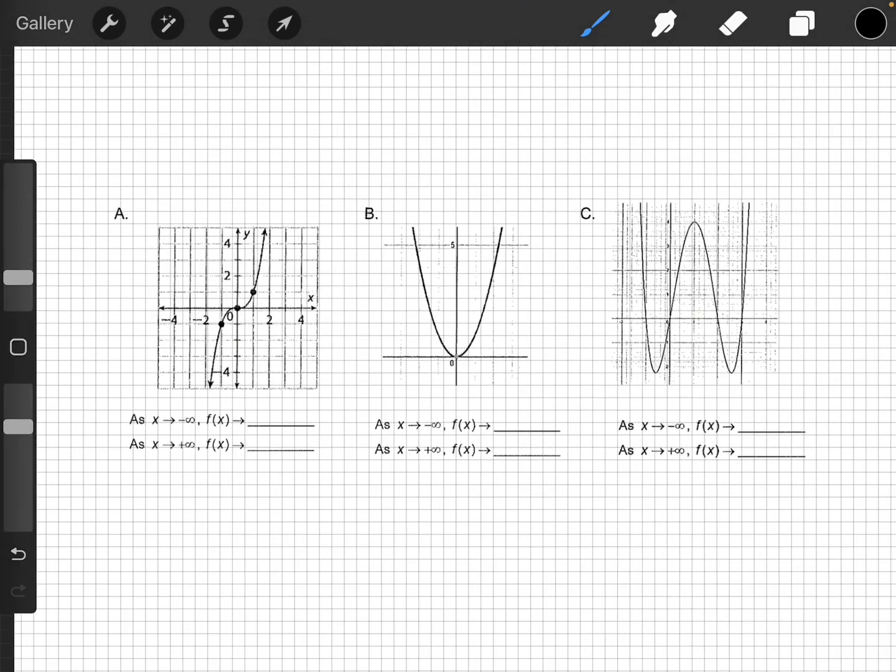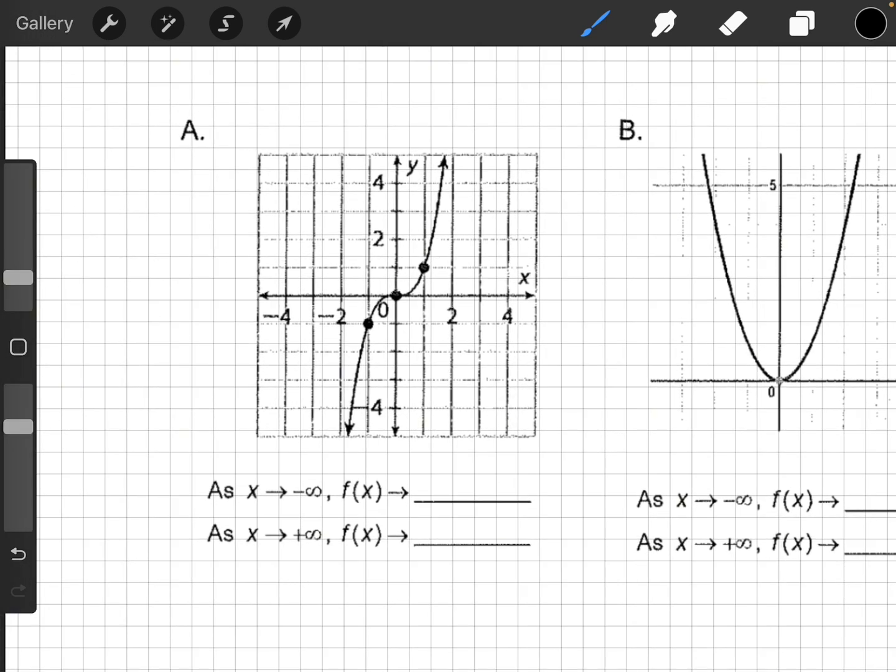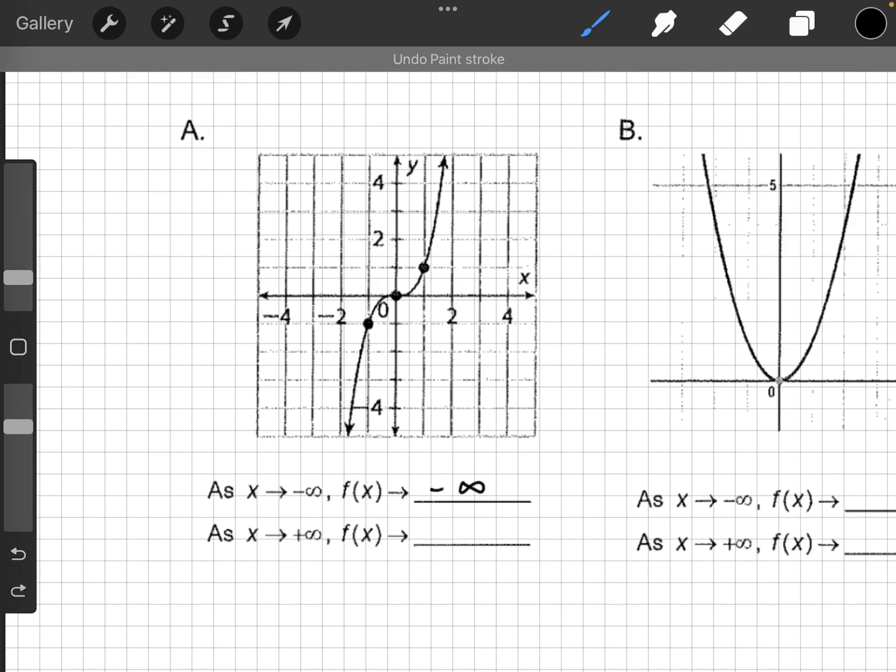Now for these examples, we're just going to state the end behavior for each graph. So as x moves towards negative infinity, so as it moves this way, the y value is moving down. F of x moves to negative infinity. And as x moves towards positive infinity, so it's going this way, f of x moves towards positive infinity.